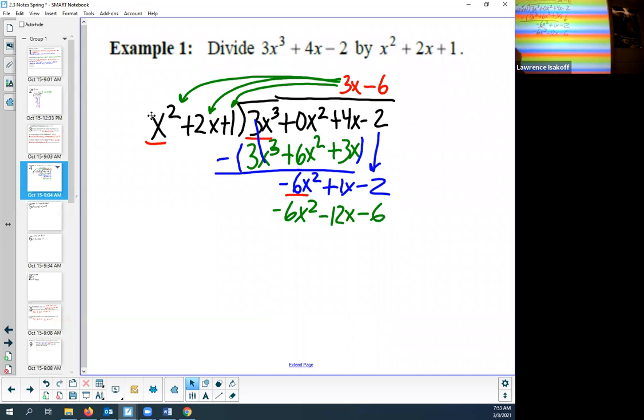Sorry, my mask moved on me. Let me tighten this one up. I think that's part of the issue. There we go. Okay.